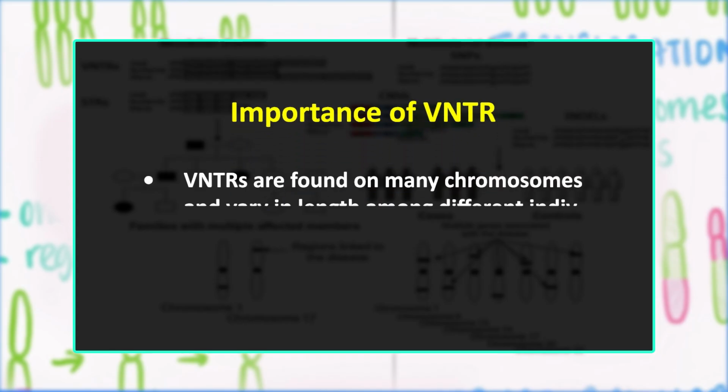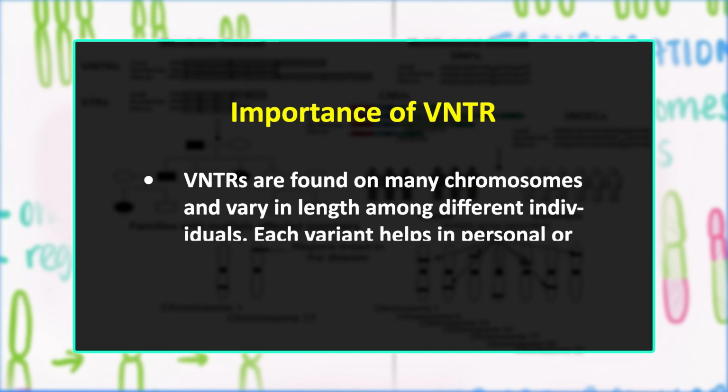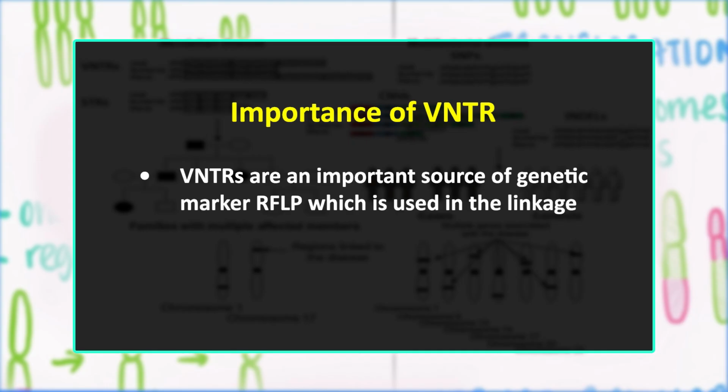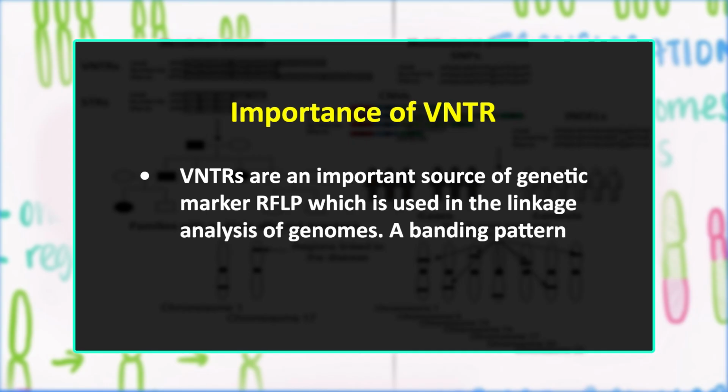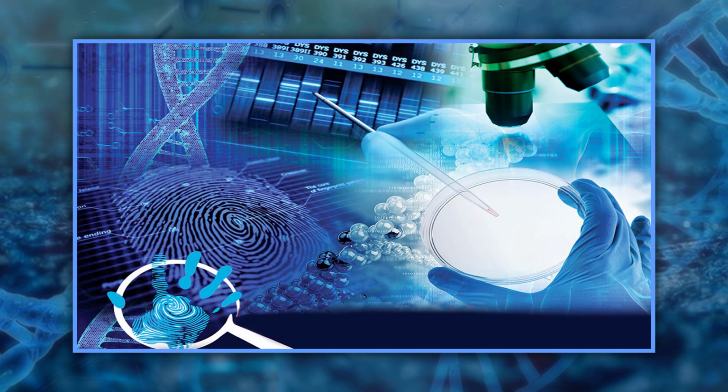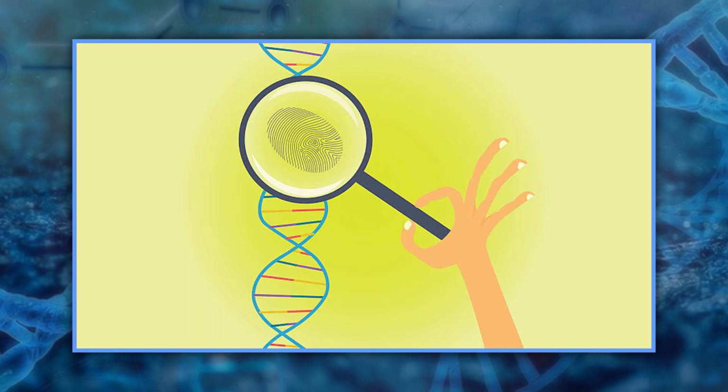Dear students, let's now discuss the importance of VNTRs. VNTRs are found on many chromosomes and vary in length among different individuals. Each variant helps in personal or parental identification. VNTRs are an important source of genetic marker RFLP, which is used in the linkage analysis of genomes. A banding pattern unique to each individual is produced by the VNTRs. VNTR has applications in forensic science, DNA fingerprinting, and other genetics and biology research.